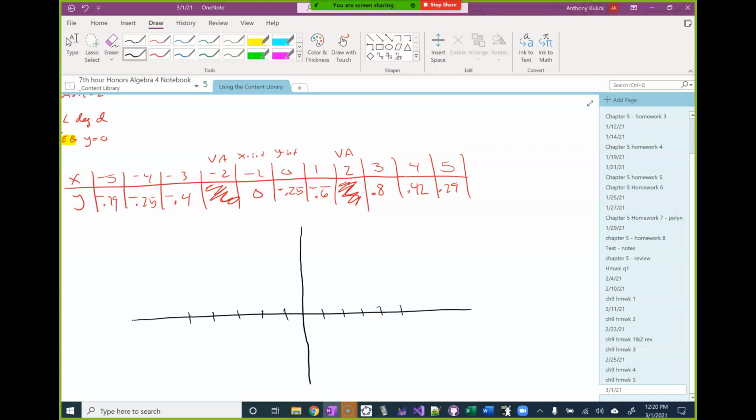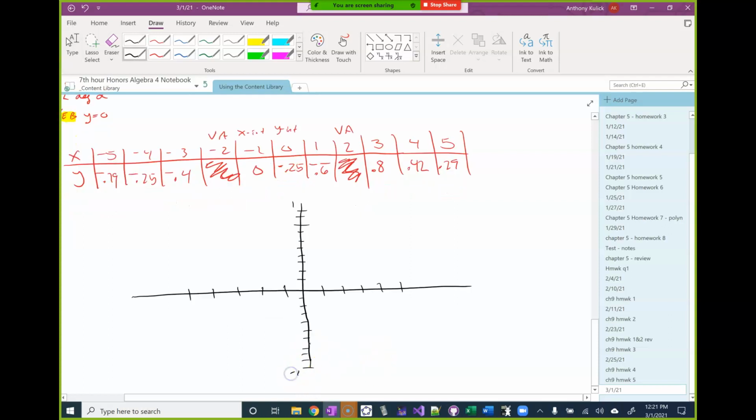Obviously, going up by 1s would be kind of a problem, considering all the values are between -1 and +1. It'd be tough to fit those on there. But if I go up by tenths, that'll be pretty good, right? So 1, 2, 3, 4, 5, 6, 7, 8, 9, 10. And I'll put a 1 at the top to show that. And I'll put a -1 down here to show that.